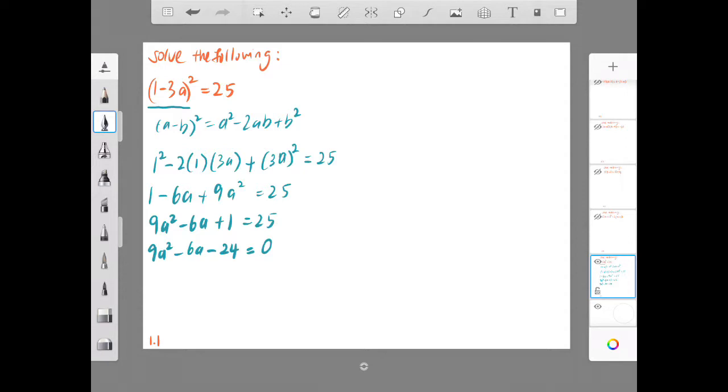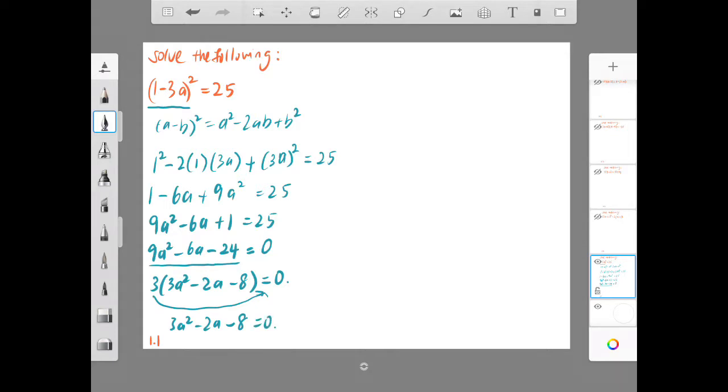So I'm going to factorize this part of the equation. I'm going to take out 3. So 3 open bracket 3a square minus 2a minus 8 equals 0. Alright, so I'm going to divide the 3 over. So I'm left with 3a square minus 2a minus 8 equals 0.